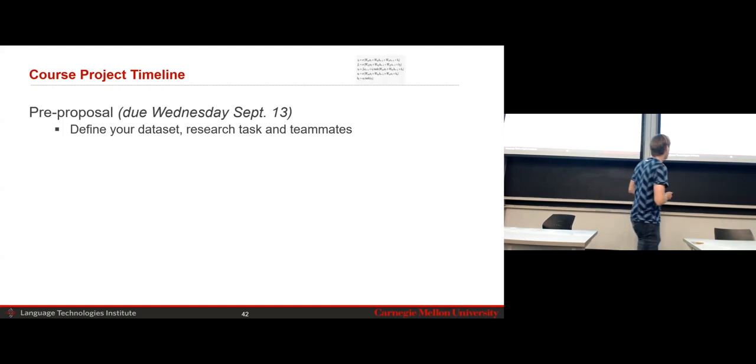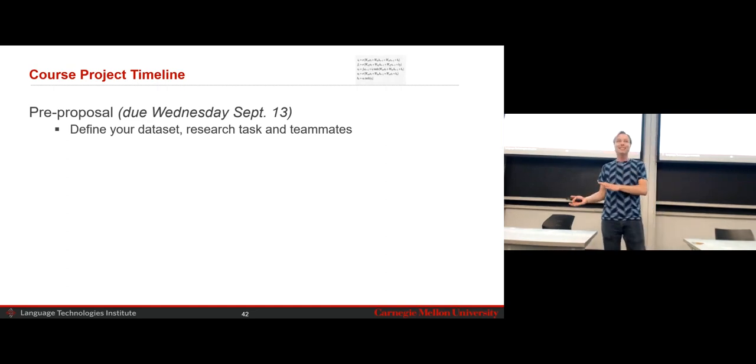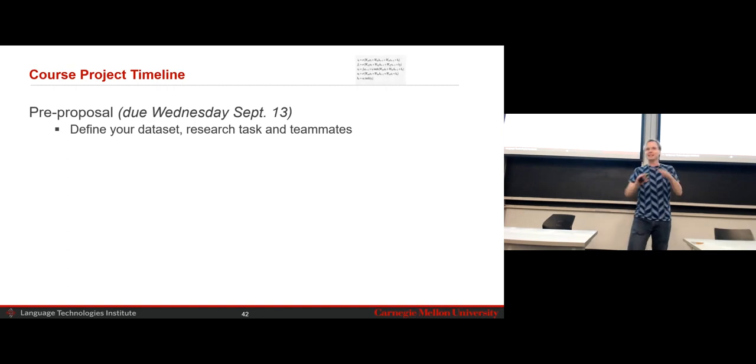So here's the project timeline: you first have a pre-proposal. That's big, and that's also a reason we really need all of these things, like adding and waitlists, to be done relatively quickly. So if you have to drop the class, drop it soon. Okay, this is a horrible class. Like, get out.